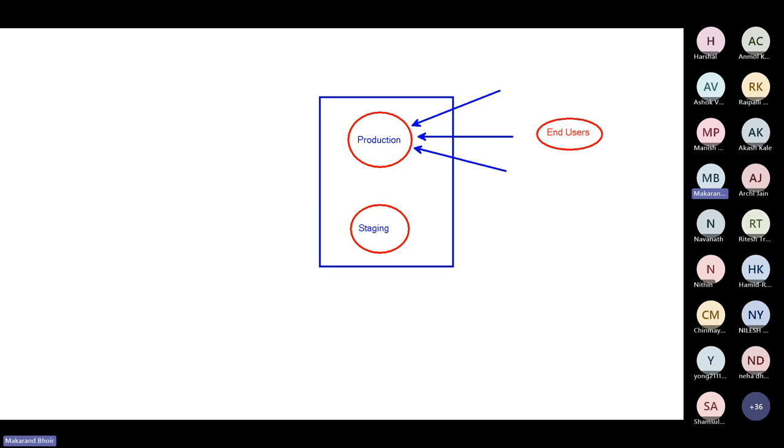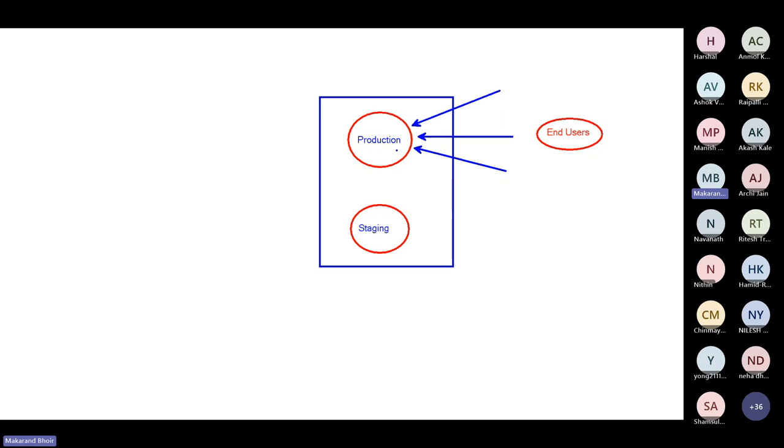But we'll not do this. The app service provides you something called slot creation. So whatever the new feature is, the developers or the people from our organization will deploy that new change or new feature to the staging slot.